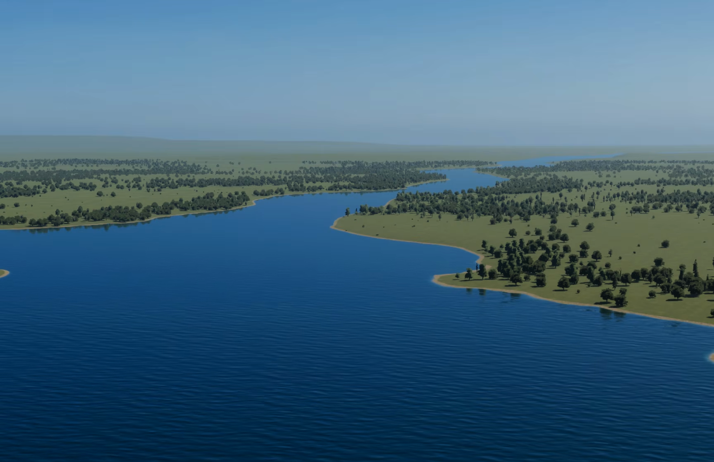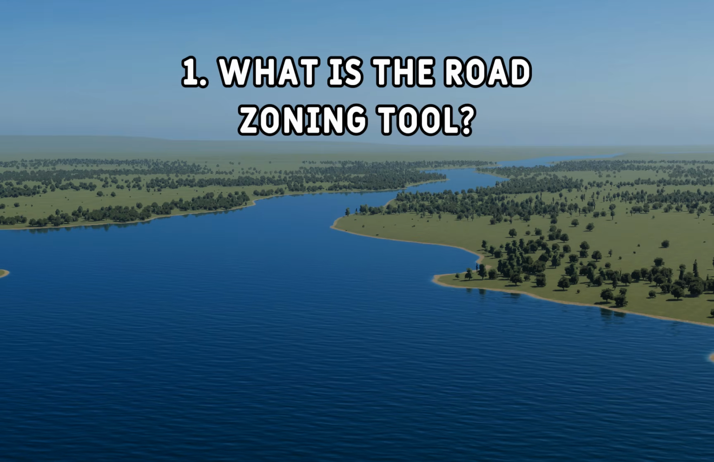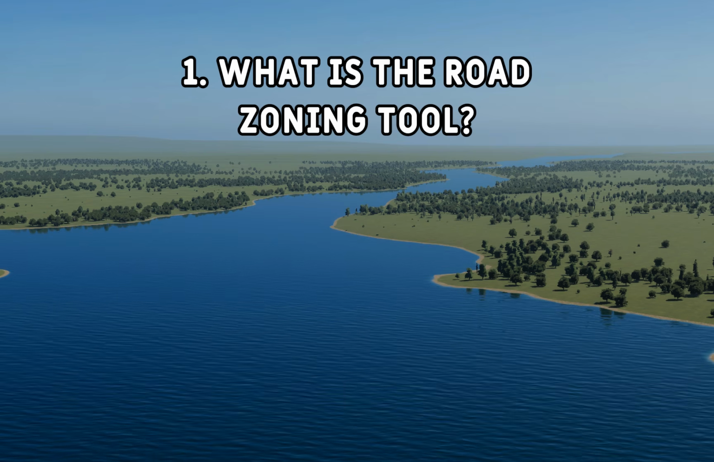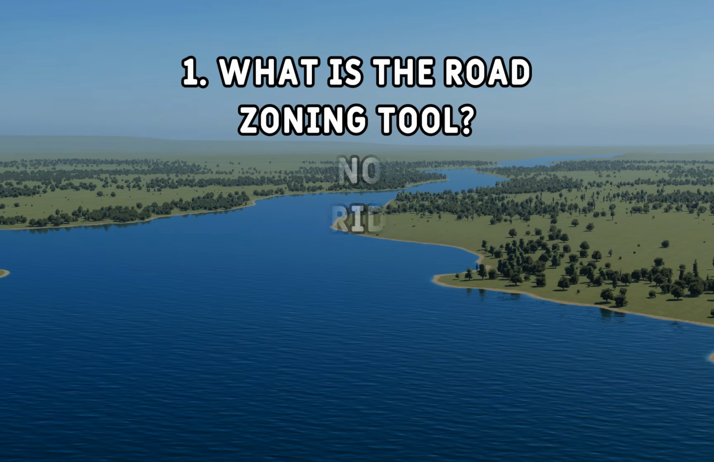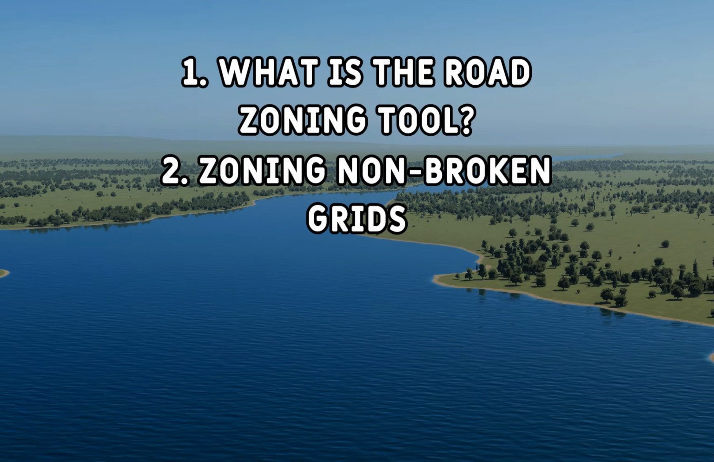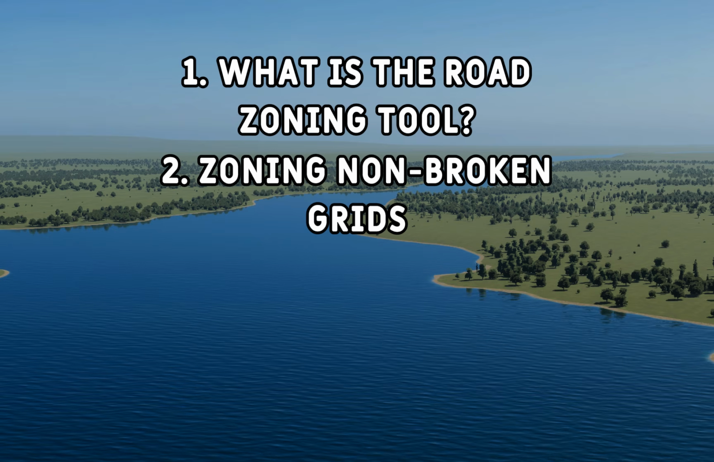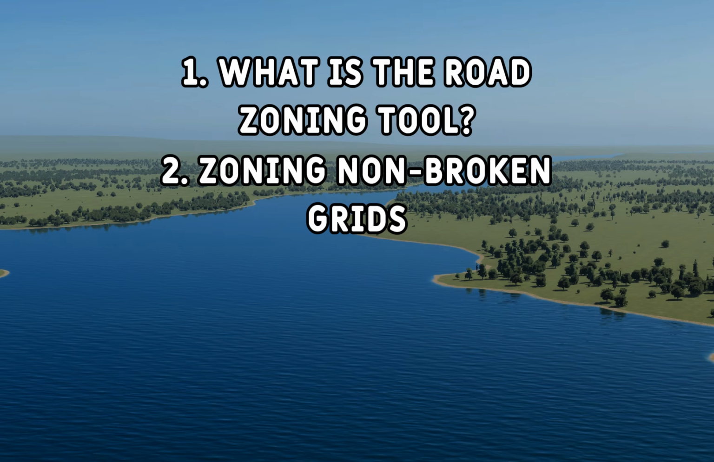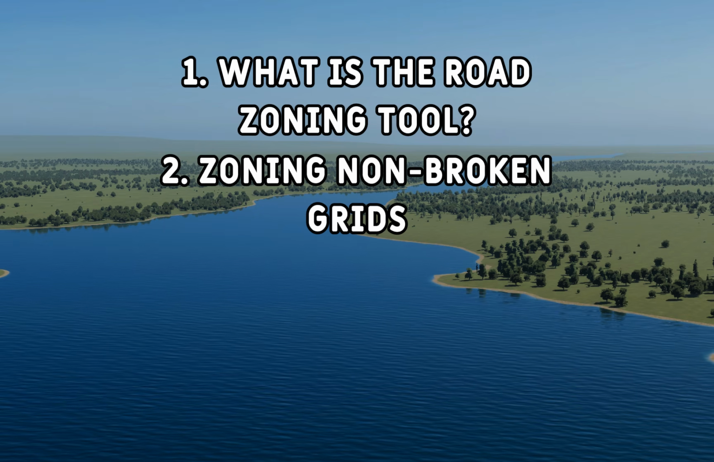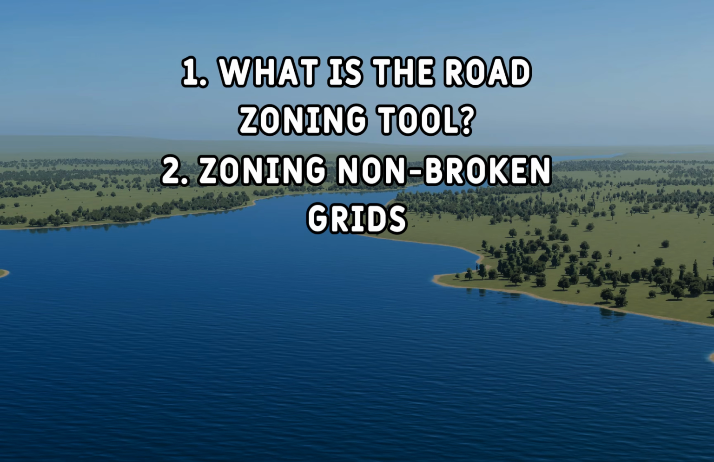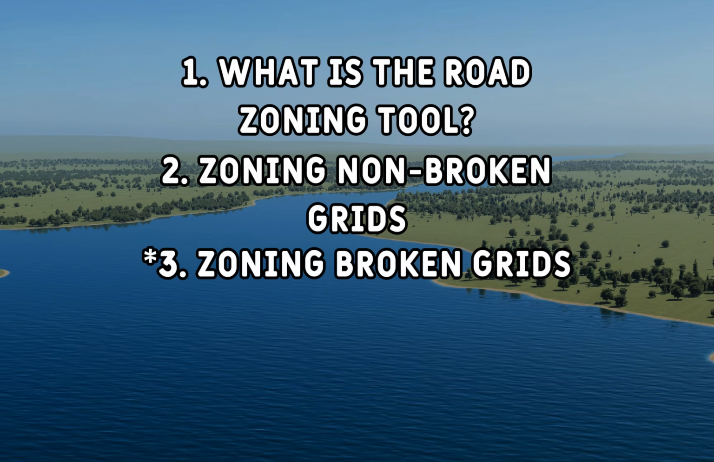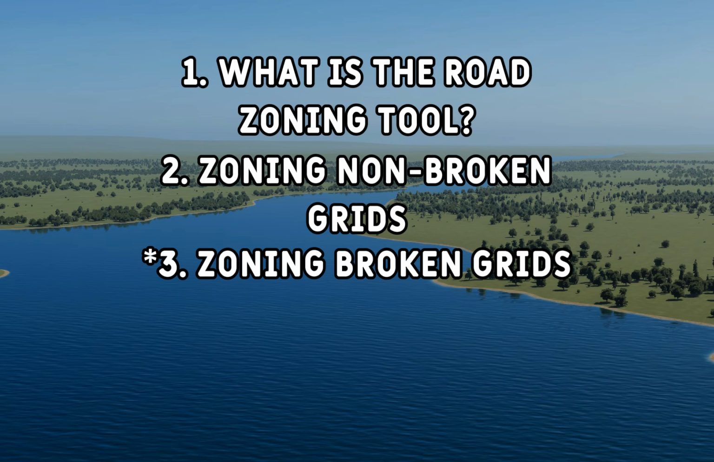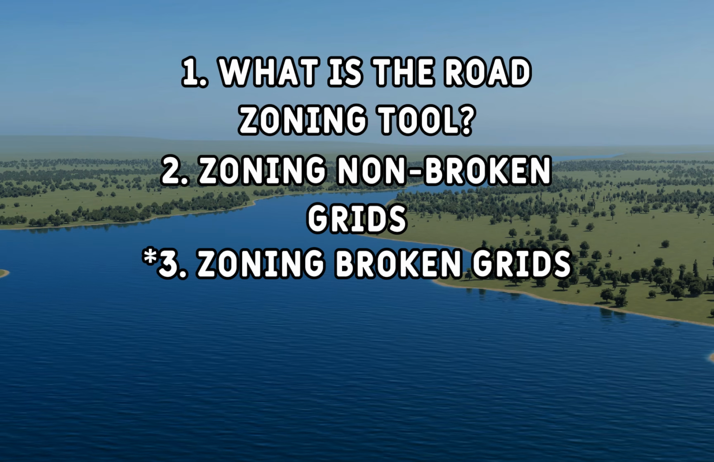The first part is a little short and it's just going to be explaining how the new road zoning tool works, which is a vanilla component, by the way. The second part is how to zone perfectly fine zoning grids. So when the zone has no zoning problems whatsoever, it can still mess up the orientation of buildings. Number 2 is how to use the zoning tool to manipulate the zoning to make it look clean when you have grids that have zoning problems.